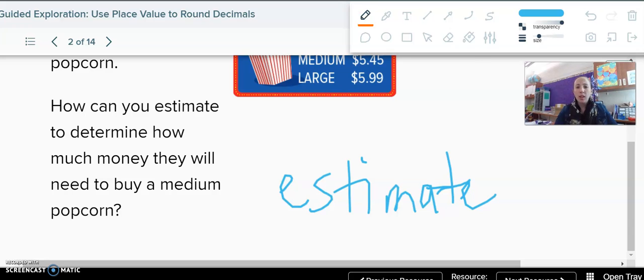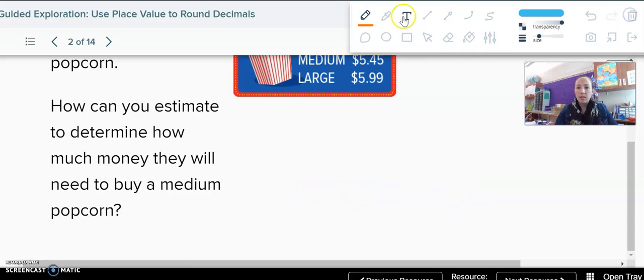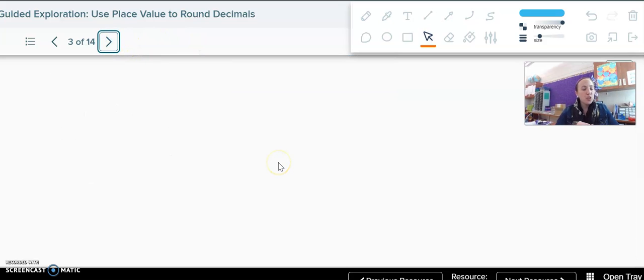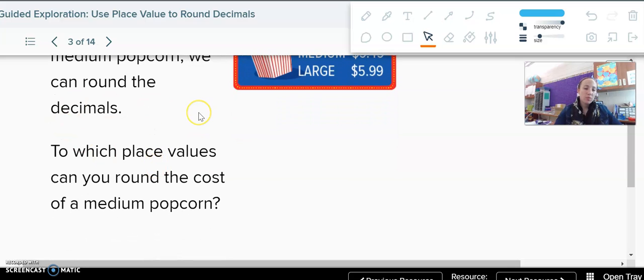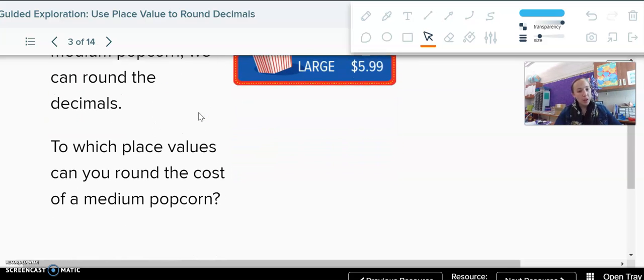There are two common methods that we can use to round. The first one is by using a number line. We can use a number line to help us figure out about what a number would round to. So this is just reiterating: we can round the decimals.